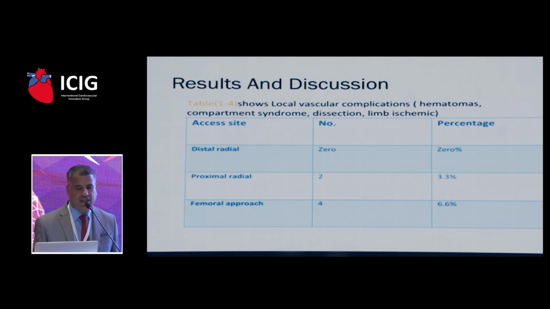Local vascular complications, hematomas, compartment syndrome, dissection, limb ischemia, were 0% for distal radial, 3% for proximal radial, and 6.6% for the femoral artery approach.